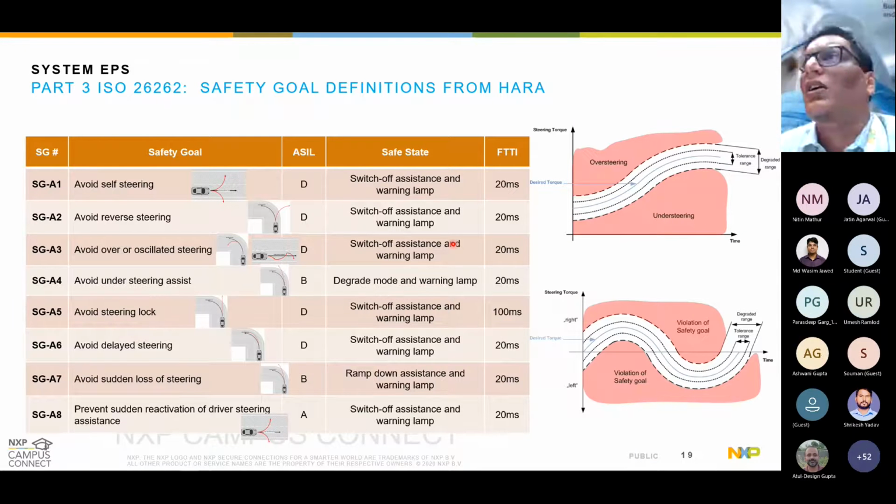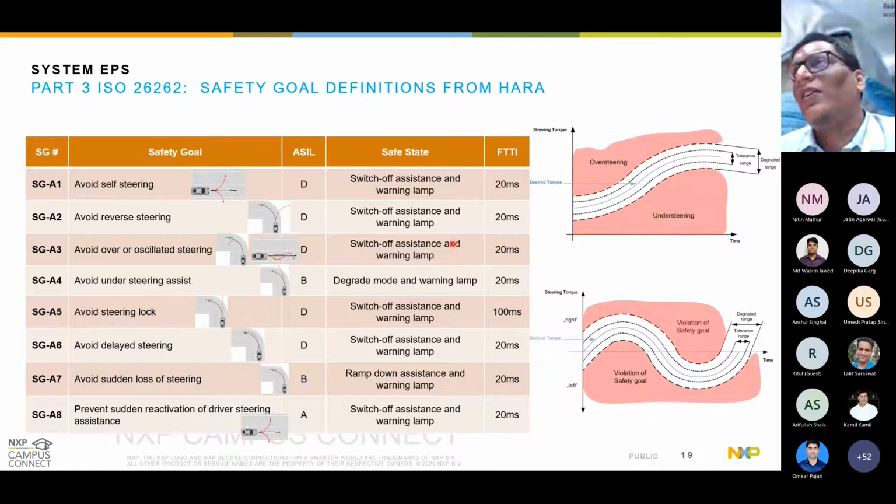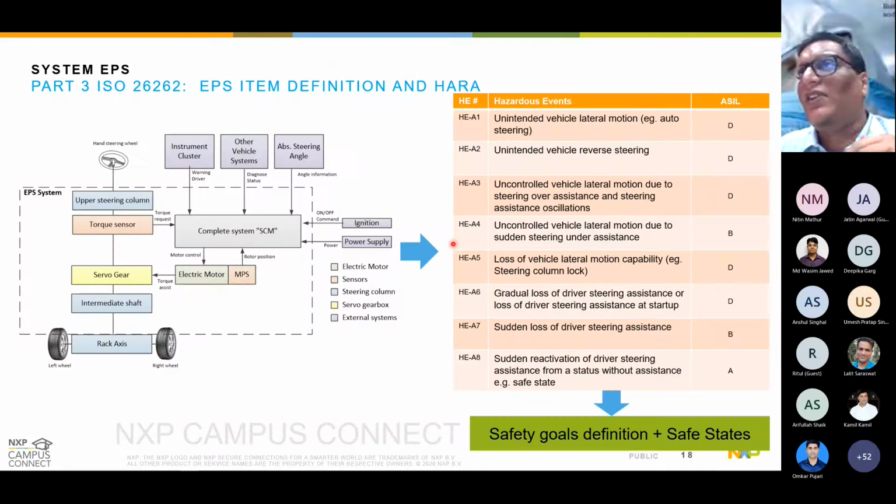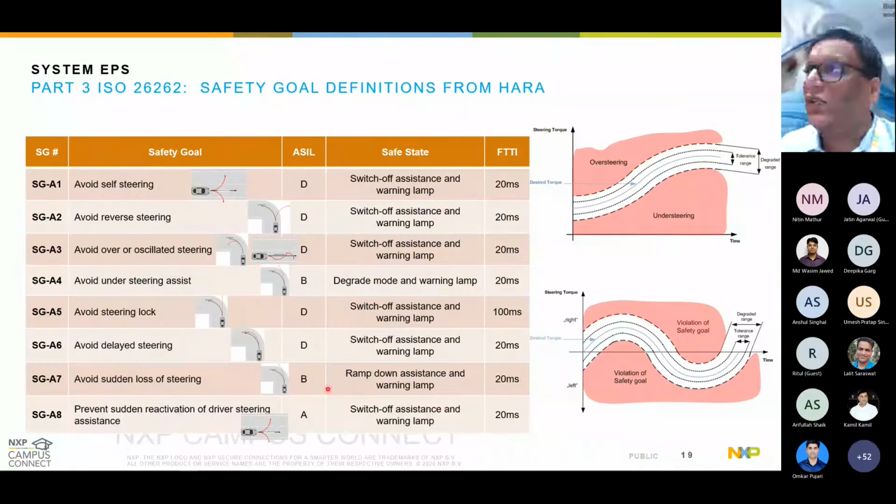Okay. So if you look at the way of working in safety as per the standard, we have defined the item definition. We have performed HARA, so we have identified all the different hazards. We have identified the risk for each of those hazards. And now we have defined the high level safety requirements, which are the safety goals, that this is what we should avoid. And these are the different safe states and the FTTI. So this is one part of the analysis that we did.